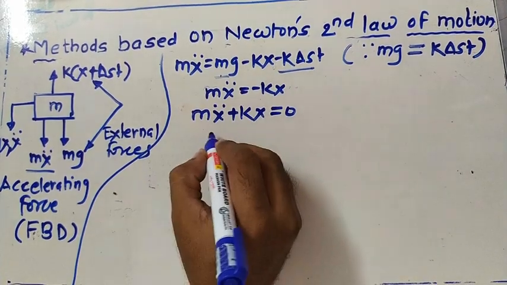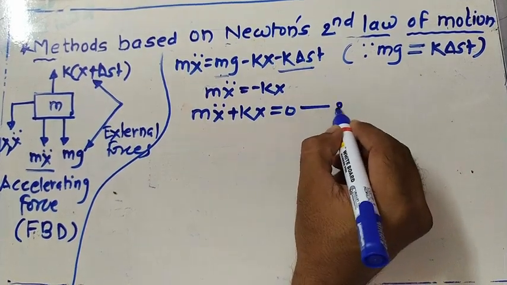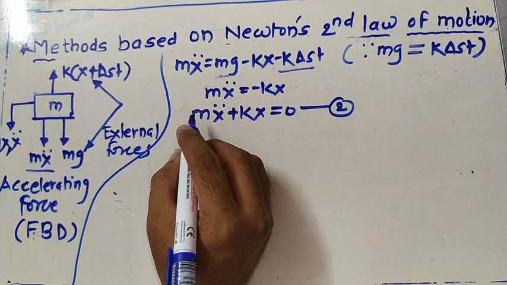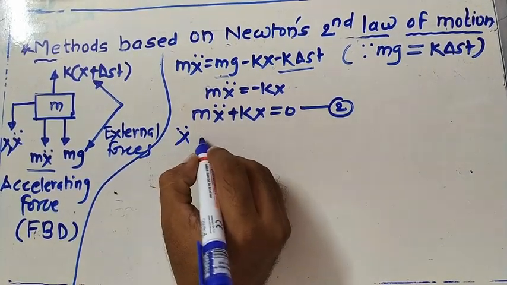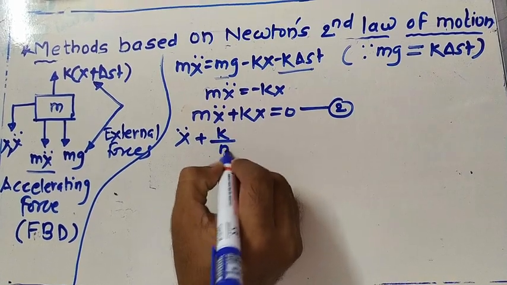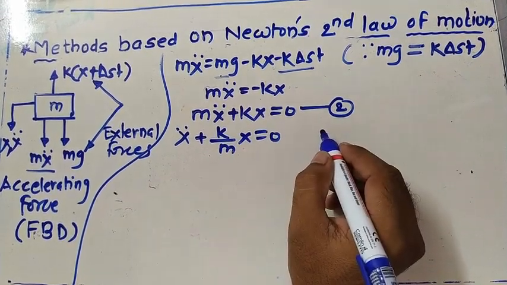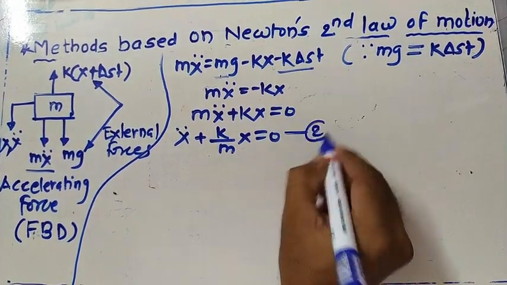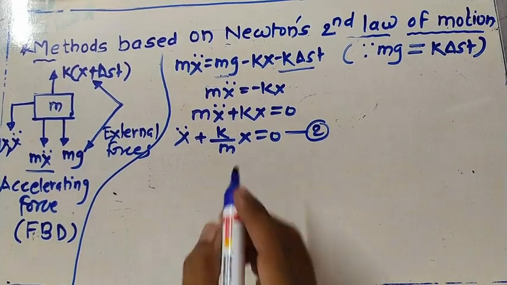Now I'll write this relation and give the equation number, equation number 2: x double dot plus k by m into x equals to 0. Now compare this equation with the SHM.